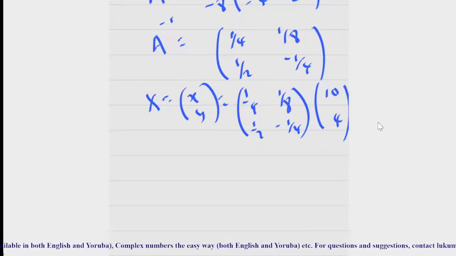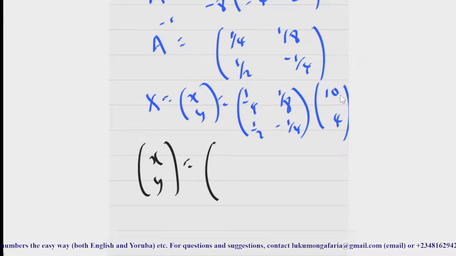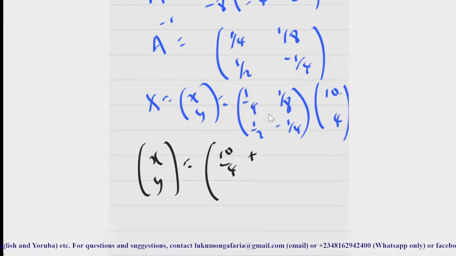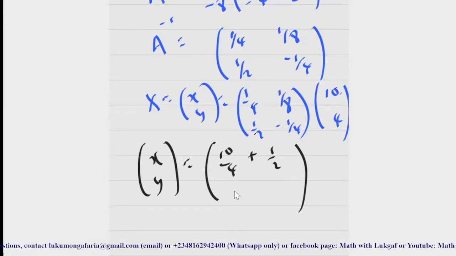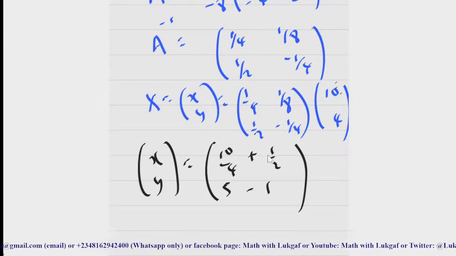Okay, let us do the multiplication. Then your x, y will be: this guy times this guy, that is 10 over 4 plus 4 over 8. And 4 over 8 is the same thing as 1 over 2. Also, this one will now be 5 minus 1, because half times 10 will be 5, minus 4 over 4, which is 1.